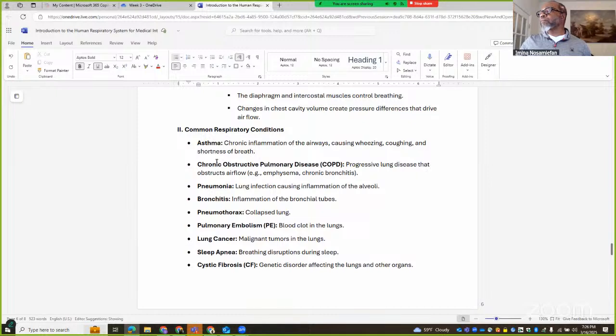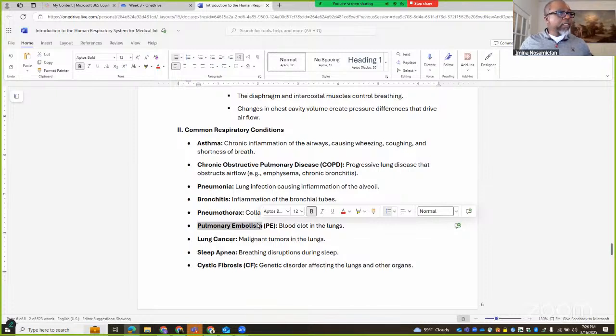Pneumothorax, bronchitis, pulmonary embolism. It just means blood clot in the lungs. Okay, pulmonary embolism, blood clot in the lungs.